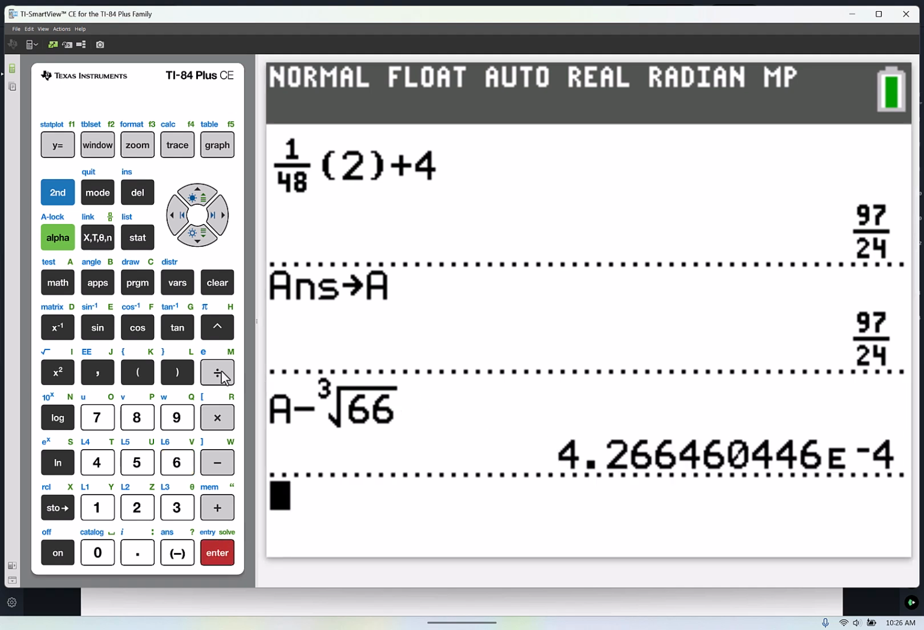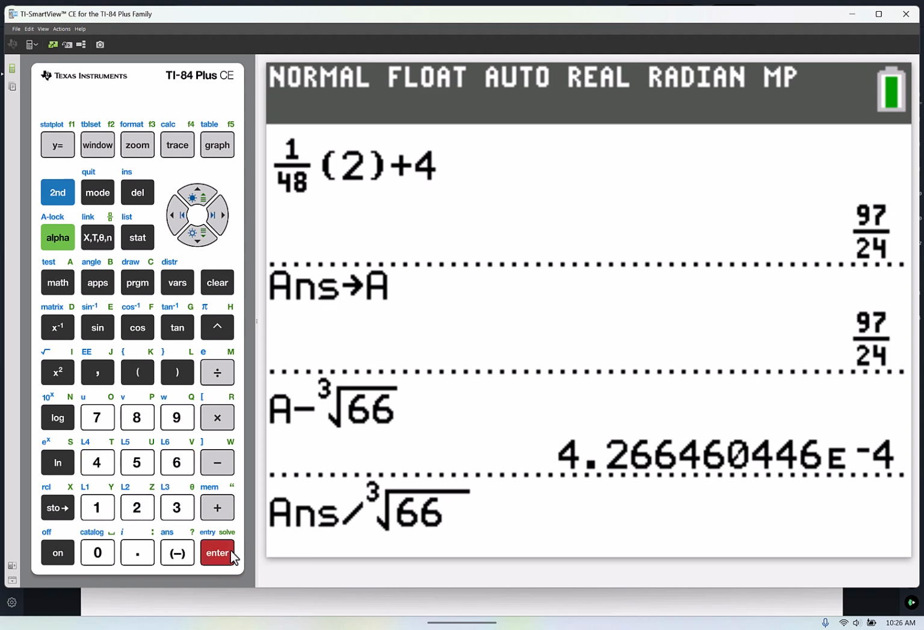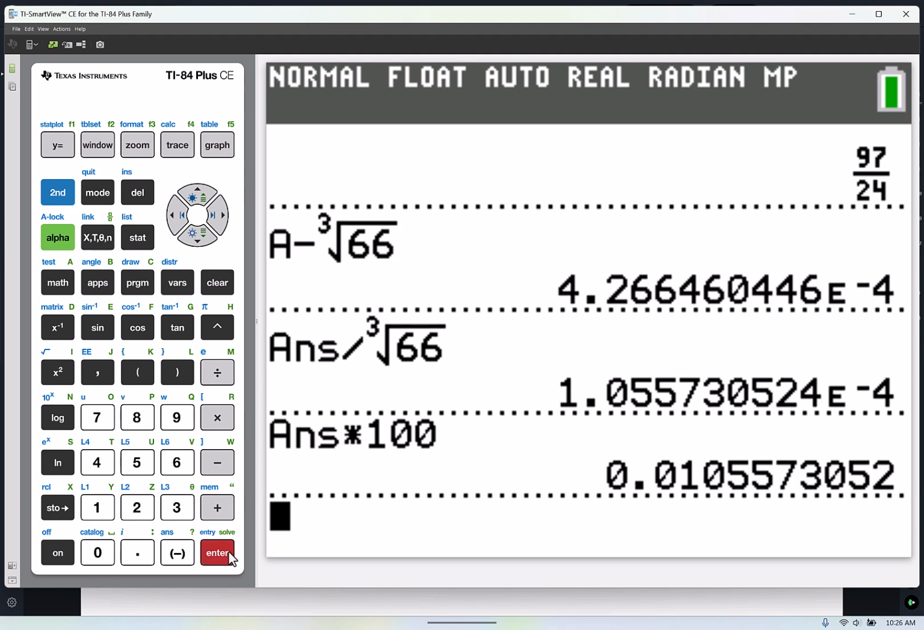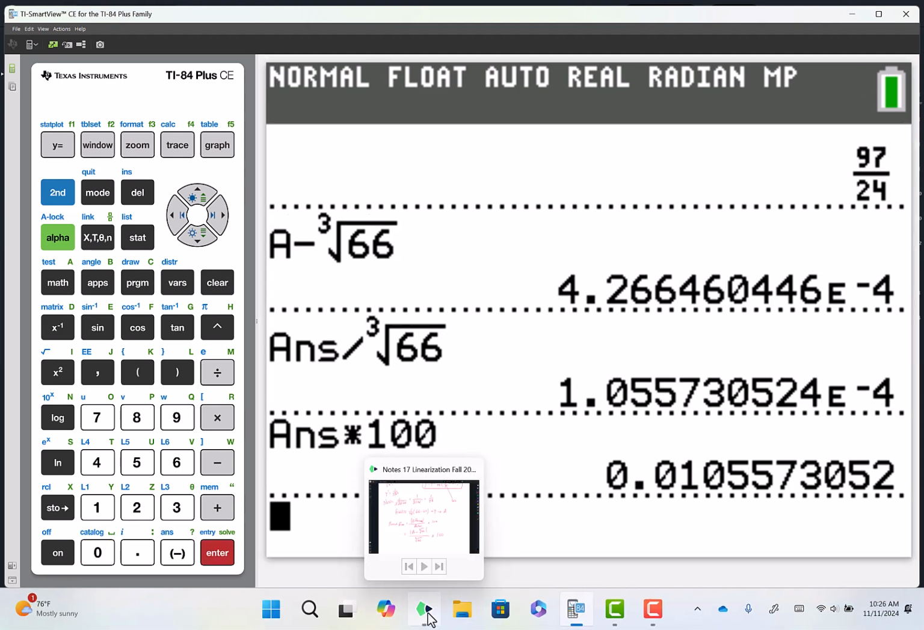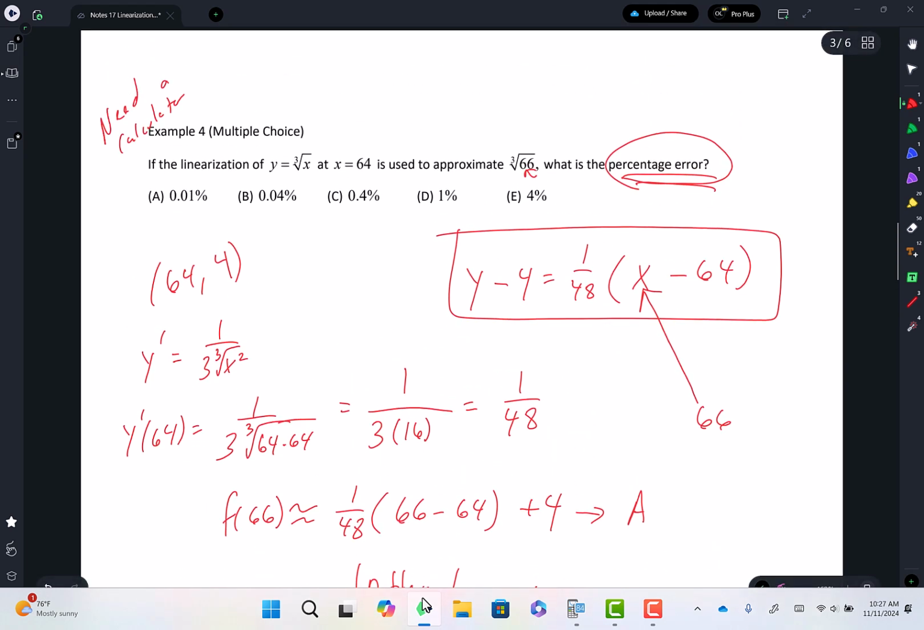I'm going to divide that by the cube root of 66. And I'm going to times it by 100. Man, that is such a small error. 0.01%. I bet you a lot of people got that one wrong. 0.01%. Letter A.